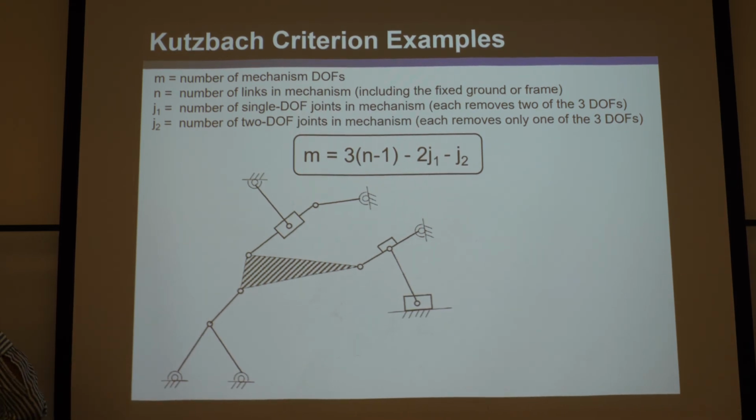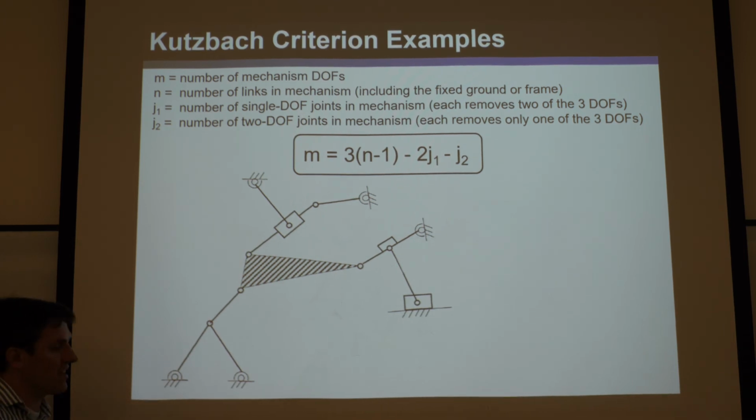This is where Kutzbach is super valuable, because it would be very difficult to visualize the mobility of a mechanism like this. And this is what you'd find on an exam. Like, what's the mobility of a crazy mechanism like this, okay? So let's use it. How many N are there? How many links? Well, remember, you've got to count the ground, okay?